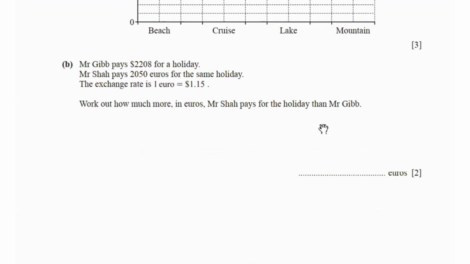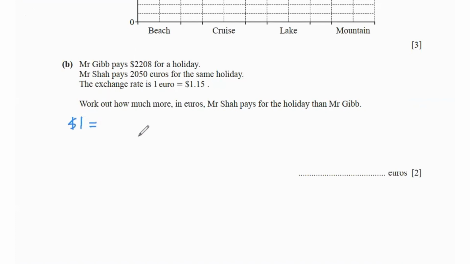Next part says that Mr. Gibb pays $2,208 for a holiday. Mr. Shah pays 2,050 euros for the same holiday. The exchange rate is €1 equals $1.15. Work out how much more in euros Mr. Shah pays for the holiday than Mr. Gibb. So what we're going to do is first see how many euros there are in $1.